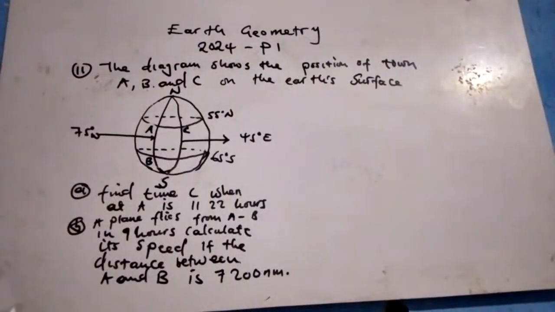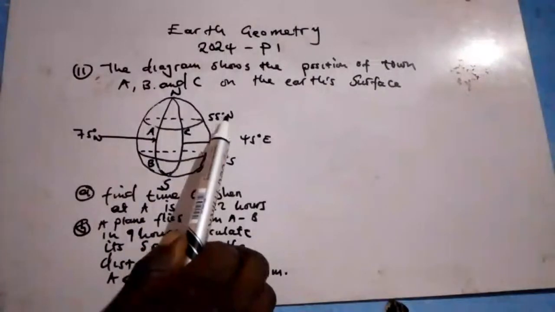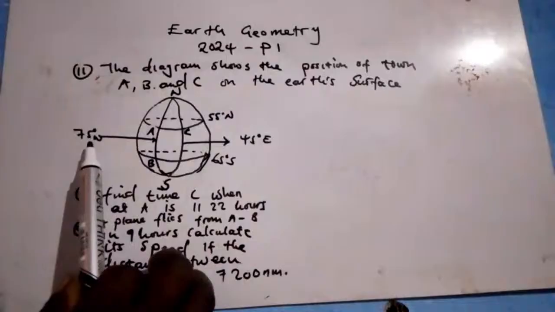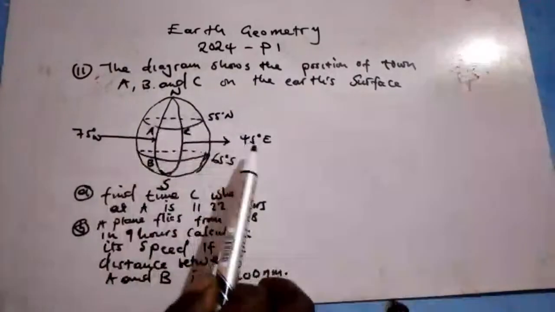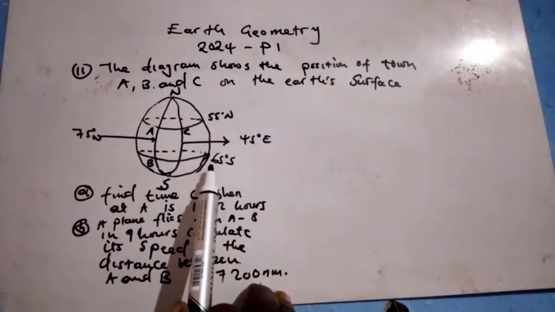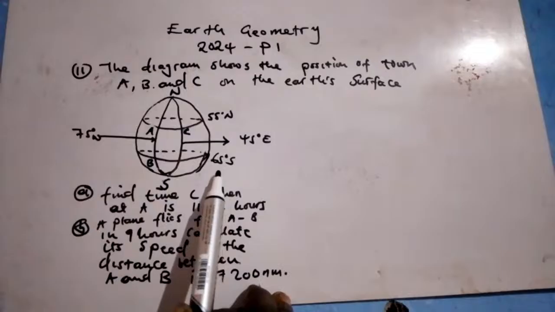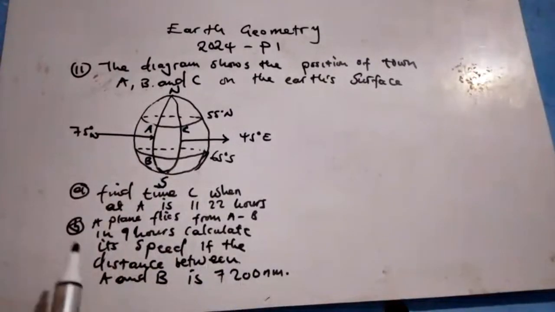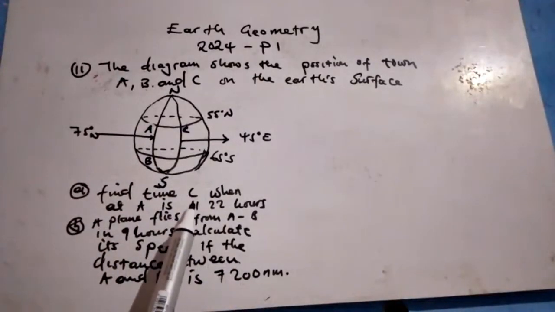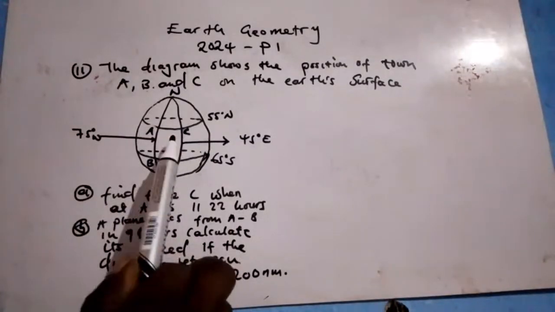Okay, we have 55° north and 75° west, and 45° east and 65° south. For this question we are told to find the time at C. This is C here, from A to C.